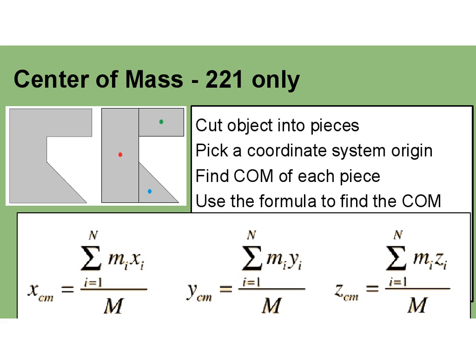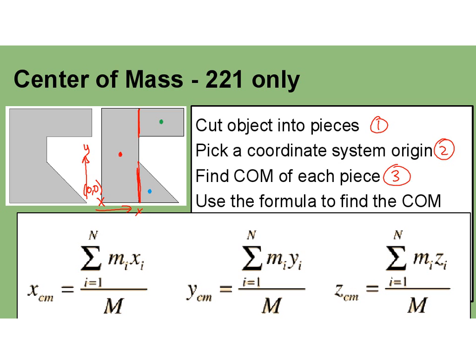What we want to do, there's a couple steps here. The first thing that we need to do is to cut this object up into pieces, and you can see that if I cut this line and this line right here, we're just doing this mathematically. We draw the object and mathematically cut it up into pieces. Then I need to pick a coordinate system origin. That's step number 2. Maybe I want to pick this point right here and say that's 0, 0, and here goes the x direction this way and the y direction that way. Find the center of mass of each one of those pieces.